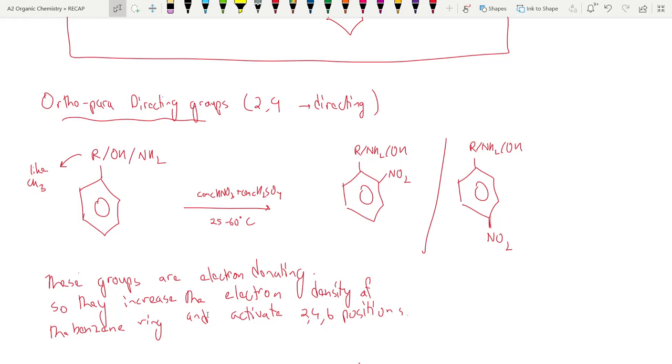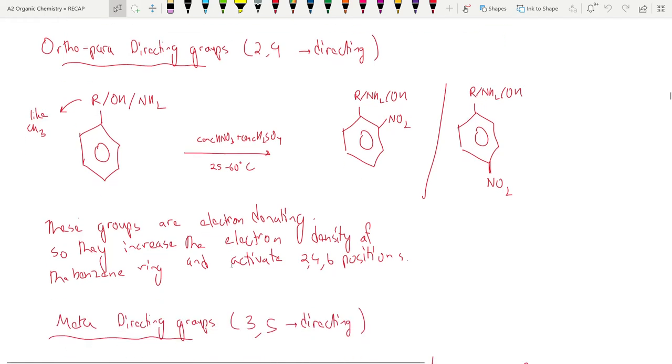Why? If they ask you, it's because they have an electron donating tendency. So they are 2, 4, 6 directing, okay? As you can see in this diagram, the NO2 group will either go to the 2 or 4 position, okay? Remember that. Also, I've made a mistake here: concentrated HNO3 and H2SO4 only refers to alkyl benzene, like methylbenzene. Phenol doesn't require those conditions, okay? It will react at room temperature with HNO3 and H2SO4.